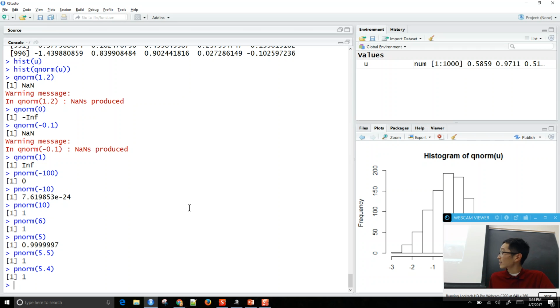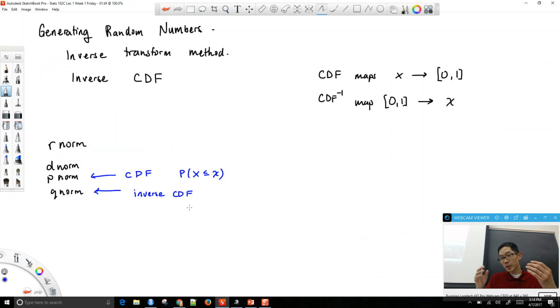Yeah, so, okay, but anyway, so we can get an idea of how the inverse CDF functions work, or this concept of going from uniform (0, 1) and using the inverse CDF to generate a random number.